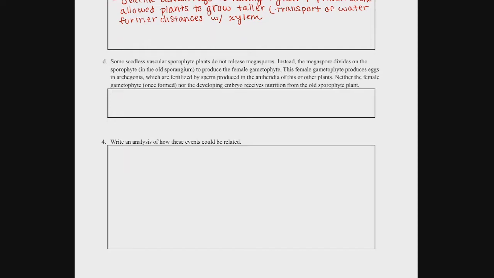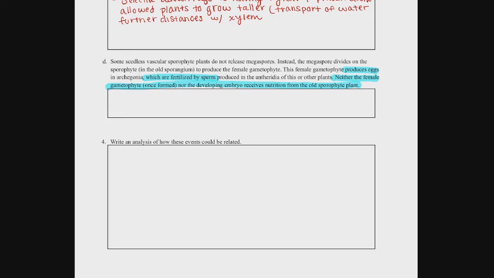So this was a mouthful, but basically what it's saying is that we're recognizing how the fusion of these things together kind of resembles evolution towards a seed, but isn't quite as independent as a seed is. So they still produce eggs that are fertilized by sperm, but it says neither the female gametophyte, once formed, nor the developing embryo receives nutrition from the old sporophyte plant.